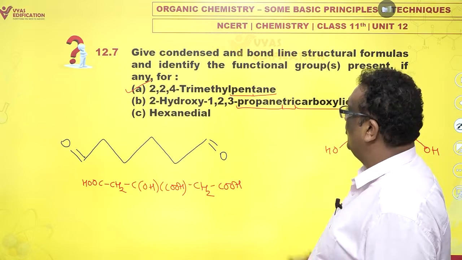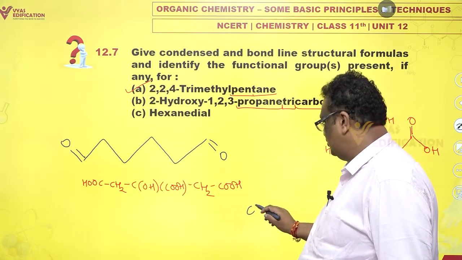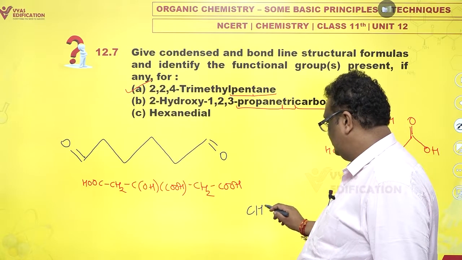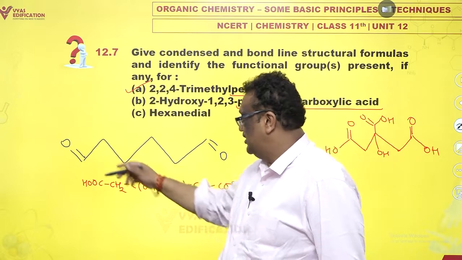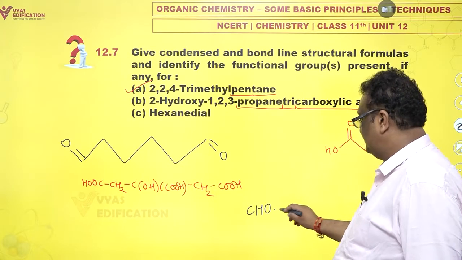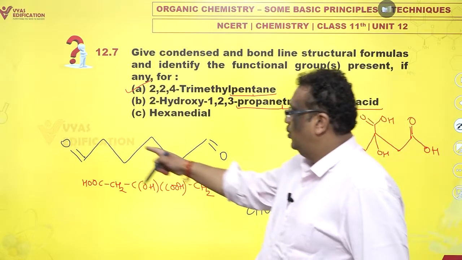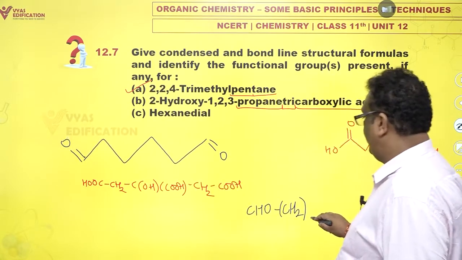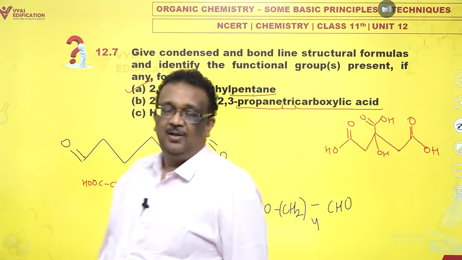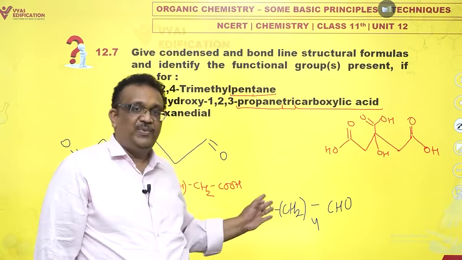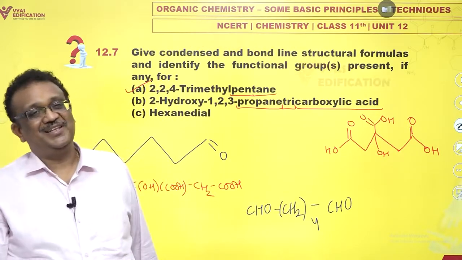Fascinating. And what about the condensed formula? We could also write it. It is CHO, that is aldehydic group. And then you have CH2. If you want, you could write CH2 four times and CHO like this. If you are more enthusiastic, you can go on repeating CH2s. That is not advisable. Just write it like this. This is the condensed formula.